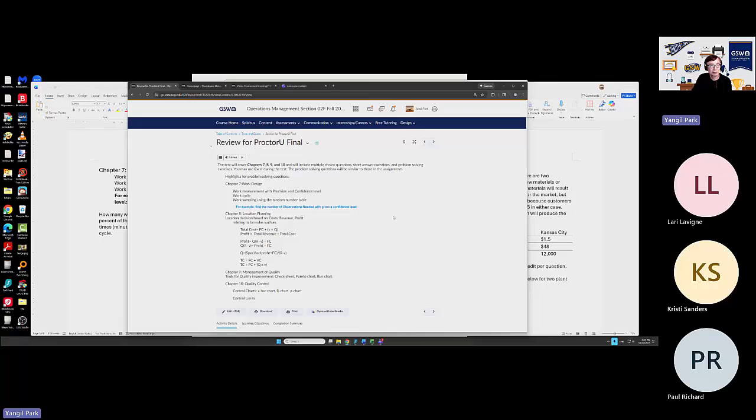For the final, we'll cover chapters 7, 8, 9, and 10. In terms of important topics, chapter 7 is about work design. We're going to measure work in terms of time, with precision, meaning accuracy, and at the same time a confidence level of 95 or 99 percent, so that we can measure how many minutes we're going to need to test certain tasks, for example.